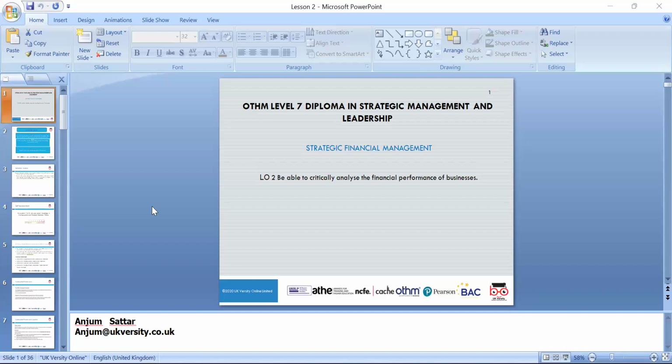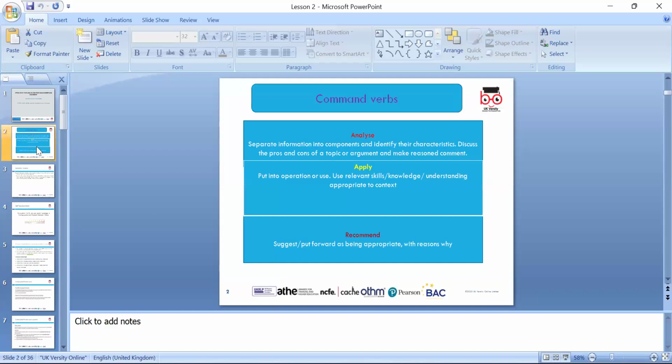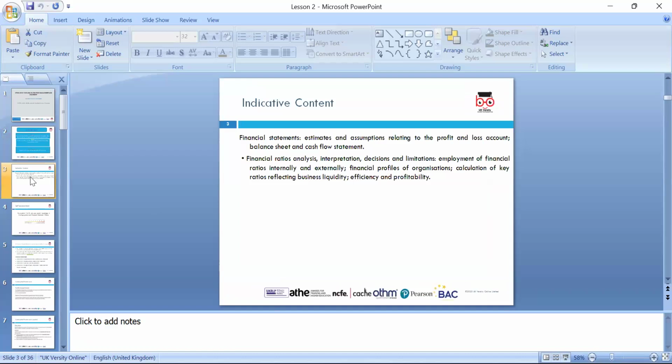Today's lesson really is about critically analyzing the financial performance of a business, which will go through financial ratios, how we can measure the performance of the company. The key command verbs today are analyze and apply. We can recommend that people invest in these companies based on the financial ratios. We'll discuss the financial statements relating to the profit and loss account, the balance sheet and the cash flows.